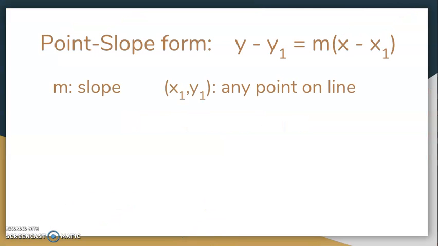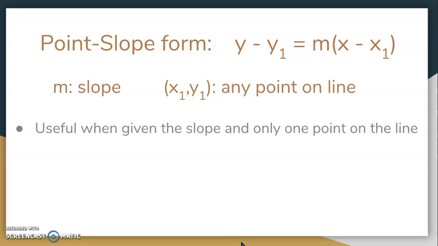Alright, point-slope form of a line is this formula, y subtract y1 equals m times x minus x1, where m represents your slope and x1, y1 can be any point on the line. It's super useful whenever we're only given the slope and one point on the line.